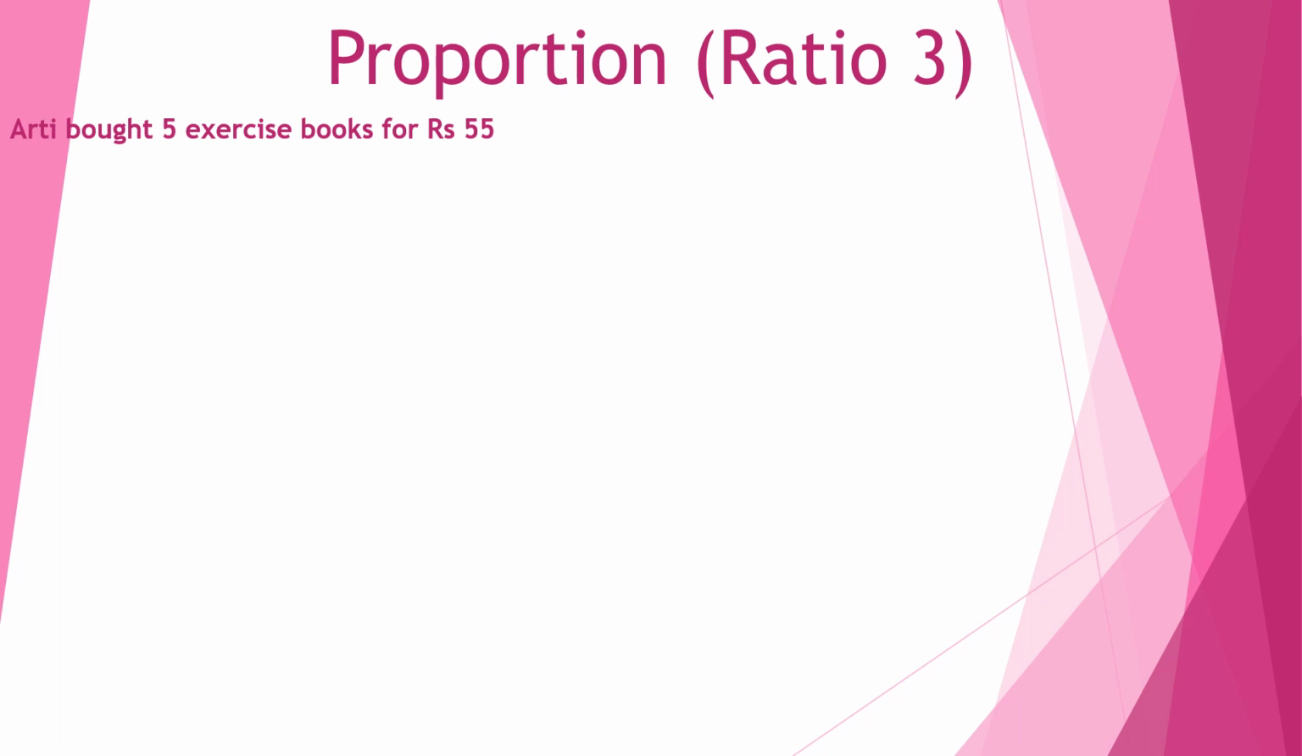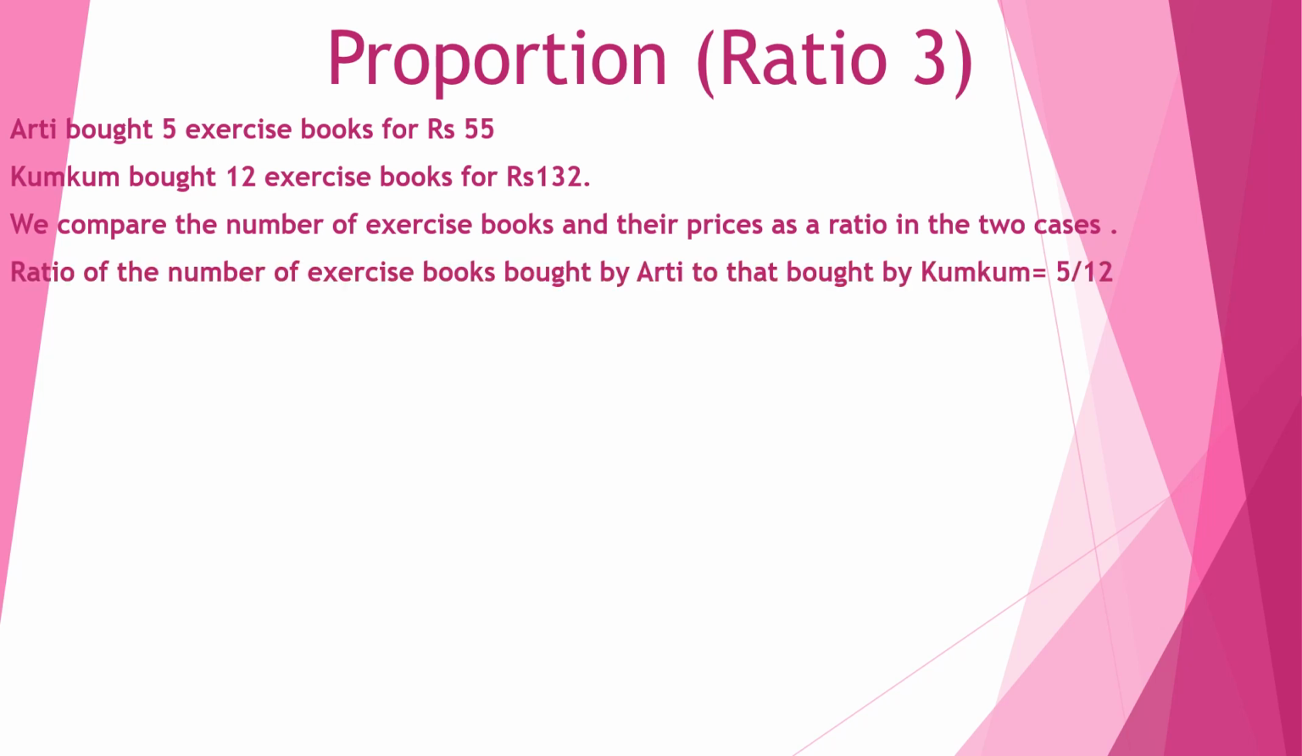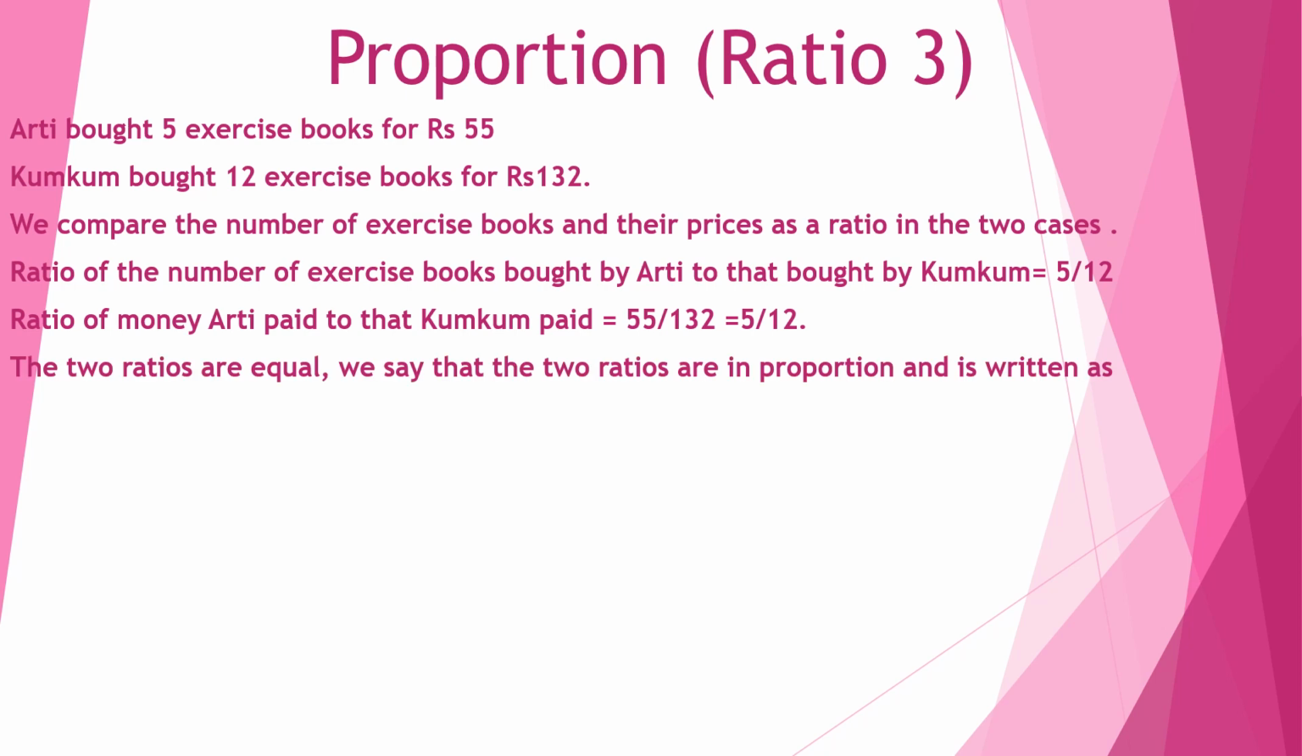Let's take another example. Aarti bought 5 exercise books for rupees 55. Kumkum bought 12 exercise books for rupees 132. We compare the number of exercise books and their prices as a ratio in the two cases. Ratio of the number of exercise books bought by Aarti to that bought by Kumkum is 5/12. Ratio of the money Aarti paid to that Kumkum paid is equal to 55/132. On simplifying, it comes out to be equal to 5/12. The two ratios are equal.